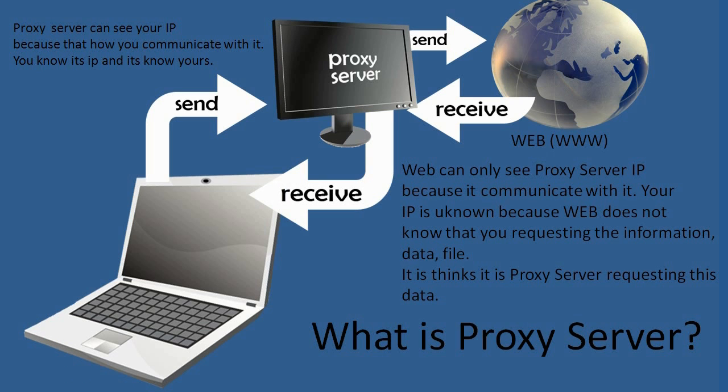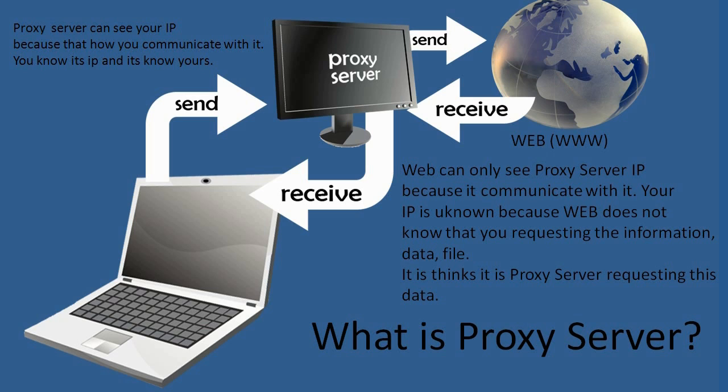So basically what's going on? When you send information to a proxy server, of course it knows your IP address. That's how you communicate. You set that proxy server by its IP, so you know its IP, and the proxy server knows your IP. That's how you can send and receive packets of data, information, files, and so on.